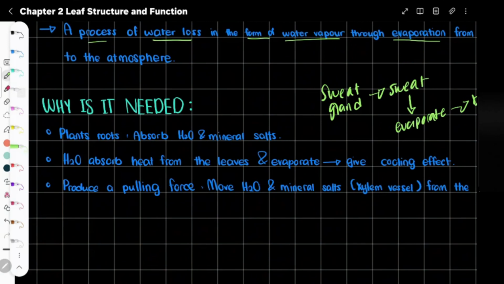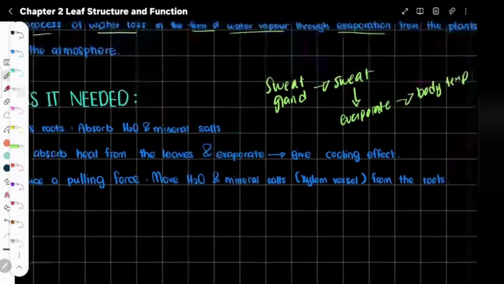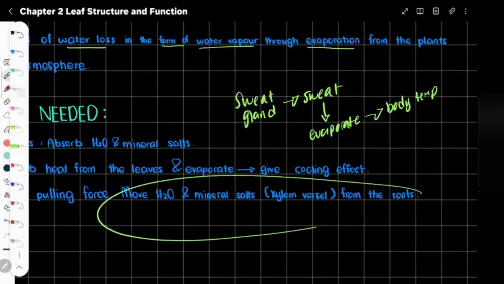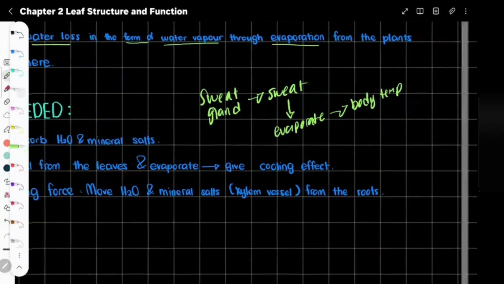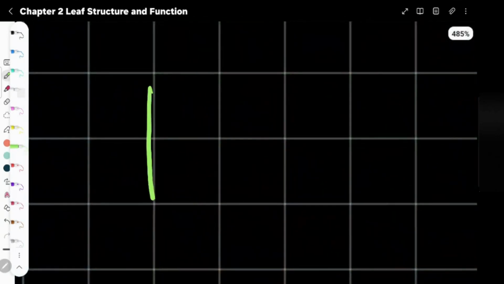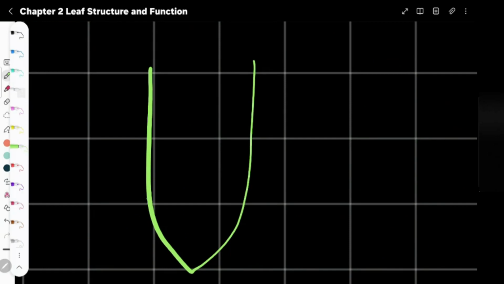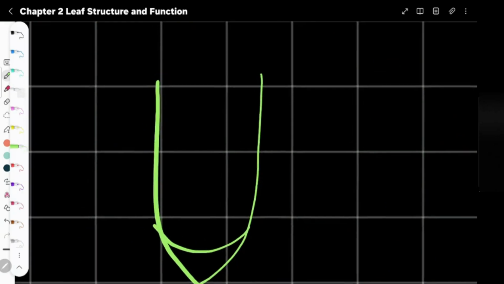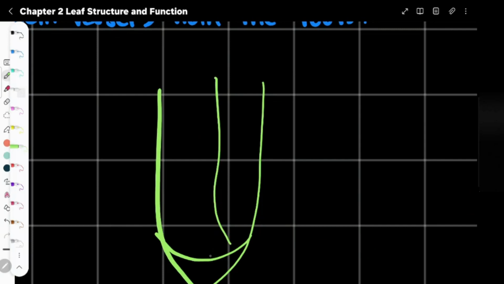And also it produces a pulling force so that the water can go up. Basically, for you to understand, in roots, this is the root tip, and this is the root cap. Later you will understand how to draw this. So in roots there are vessels, the xylem and the phloem.